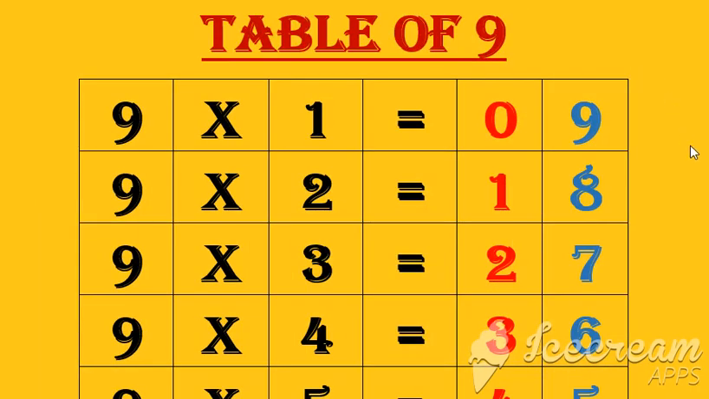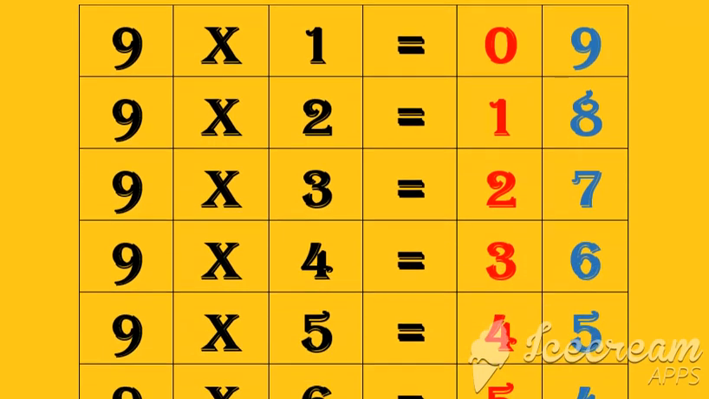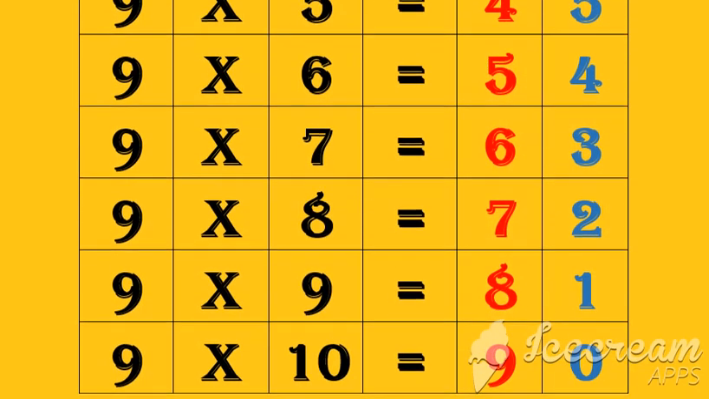Table of 9 is written as 9 multiplied by 1 equals 09. 0, that is the first number in red color, and 9 in blue color. If you observe all the numbers in red color, you can see it is written in order 0, 1, 2, 3, 4, 5, 6, 7, 8, 9.